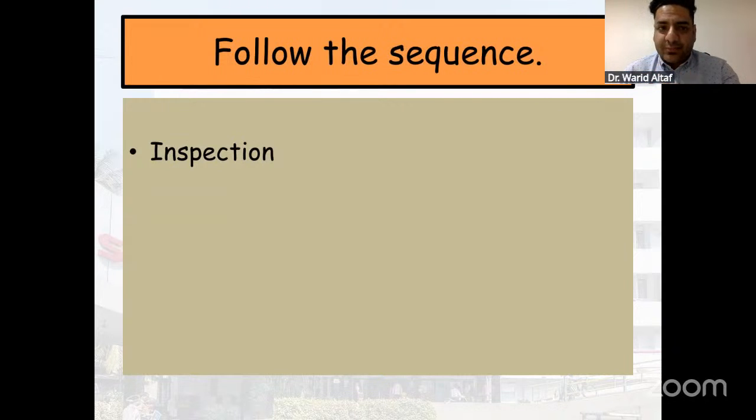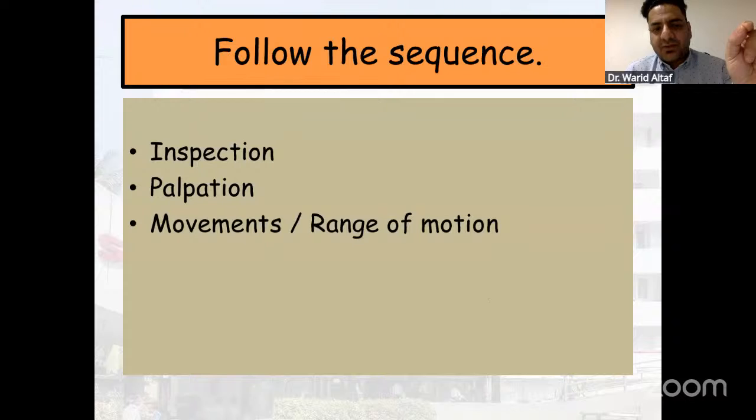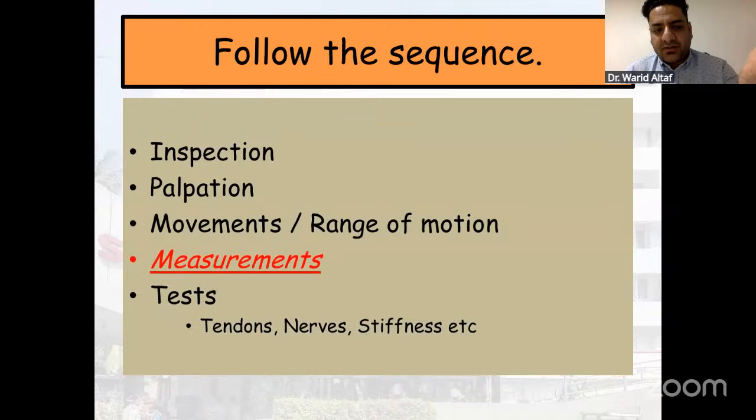The second important thing, we come to the examination. In examination, we all know the steps are inspection, palpation, movements, measurements, special tests. In orthopedics, this holds true everywhere, and this is how we are going to follow in the hand and wrist as well. And believe me, inspection is one of the most important things in hand and wrist, which tells you most of the time what the diagnosis is.